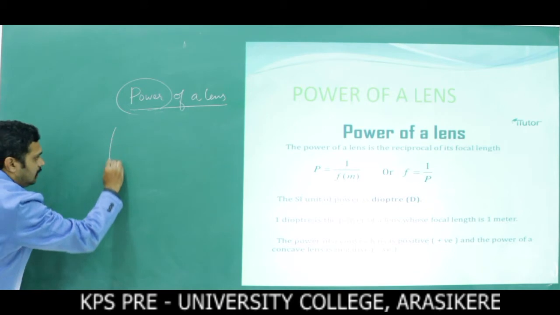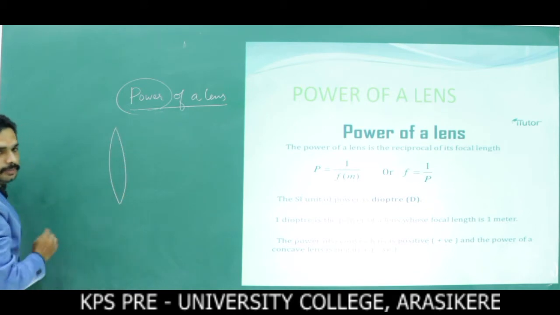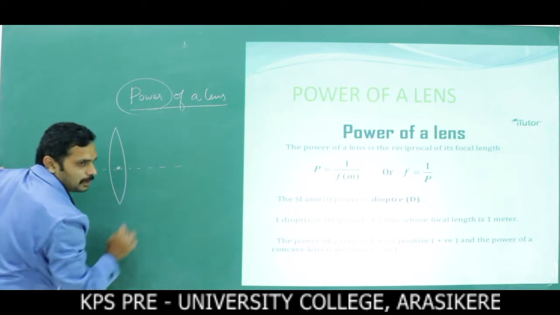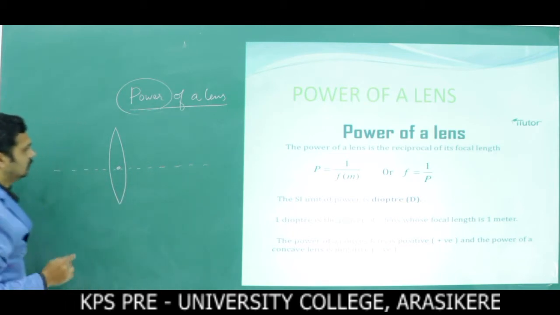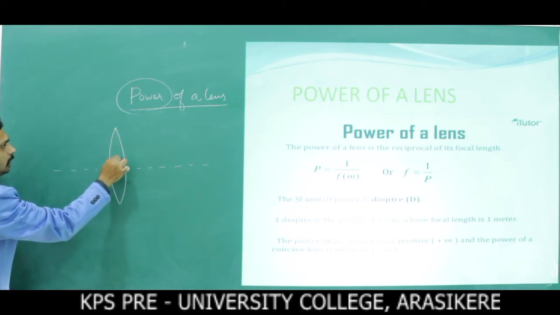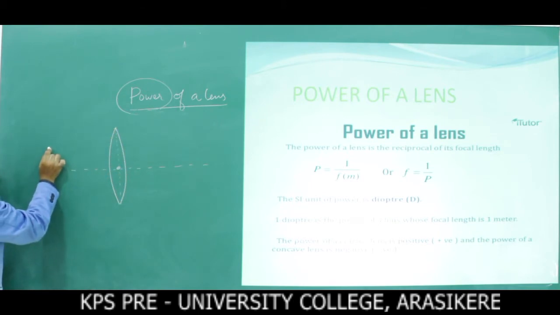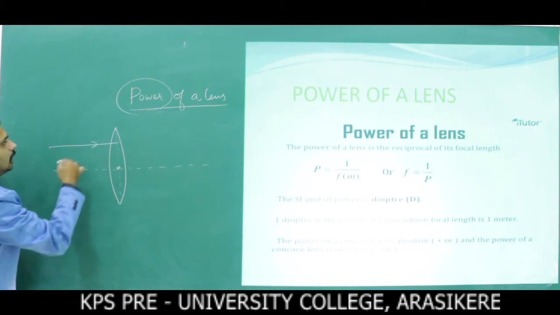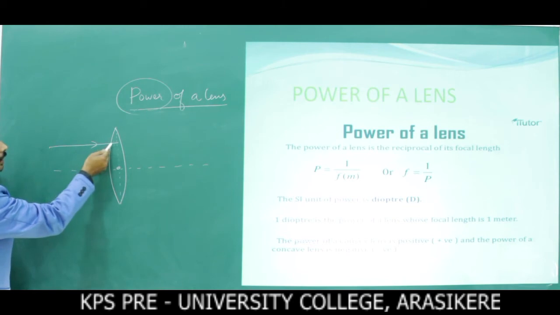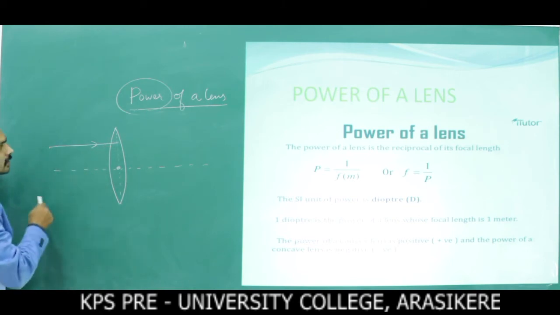Suppose this is the lens, a convex lens I am using. This is the optic center. This is the principal axis. Now consider a single ray of light, perpendicular to the principal axis. This is the single ray of light. The single ray of light enters the convex lens.